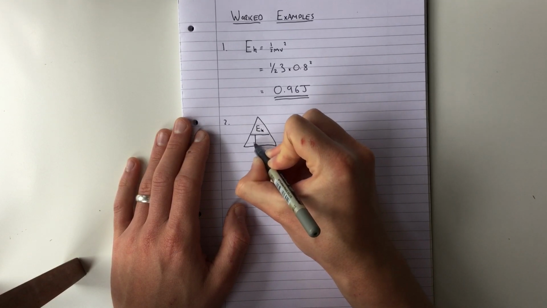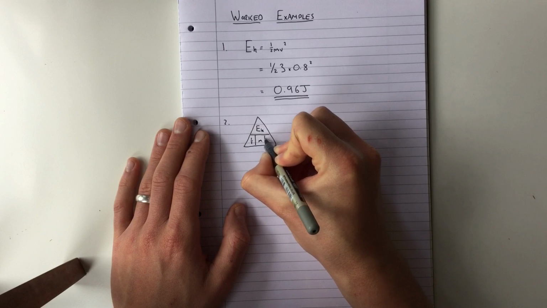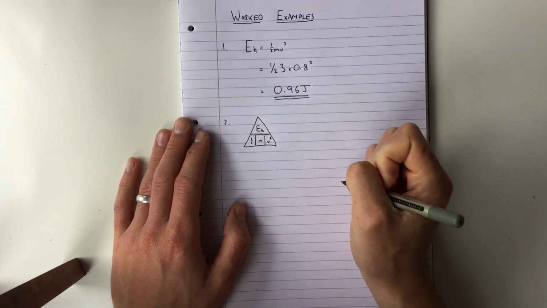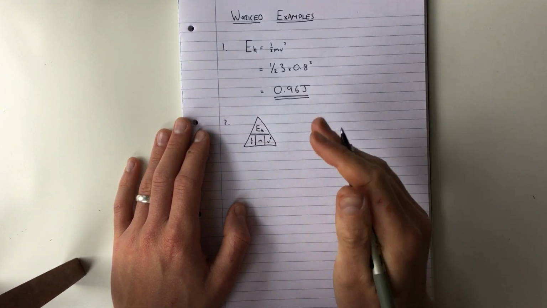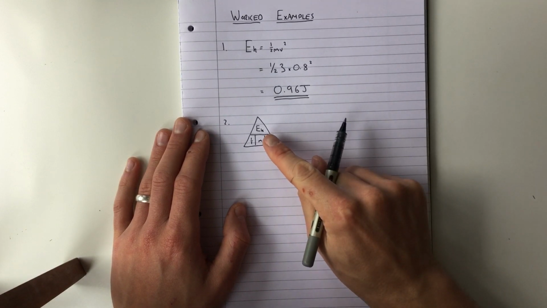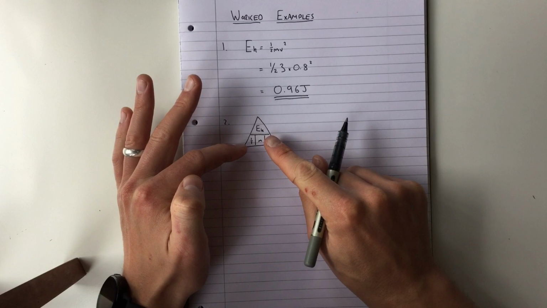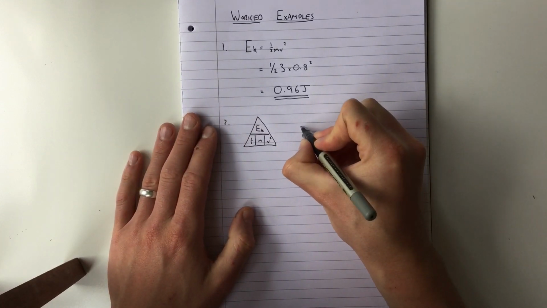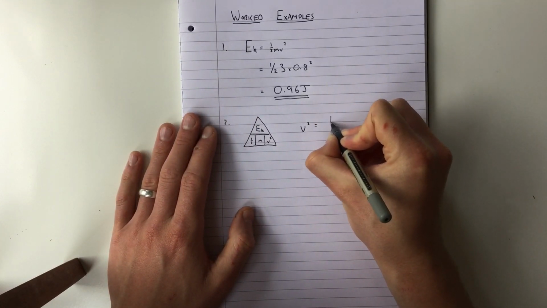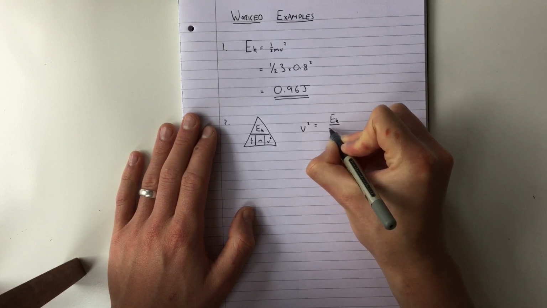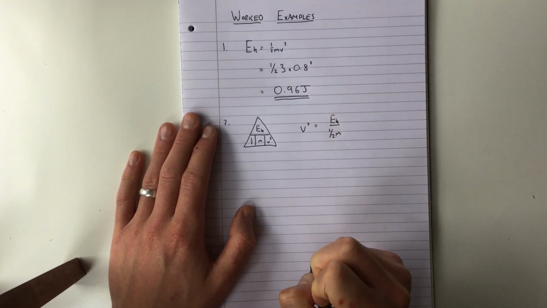EK is at the top, half m v squared. So we've seen that before. If I was wanting to have v, I'm going to cover up my v squared, and you'll see that EK is at the top divided by a half m. So v squared equals EK divided by a half m.